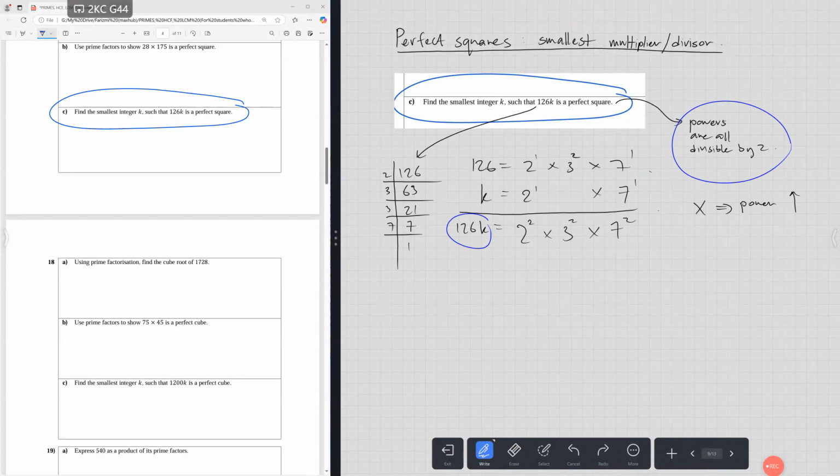So what is our k? k is just 2 times 7, which gives you 14. You can try it out. 126 times 14, when you square root it, it should give you a nice answer.